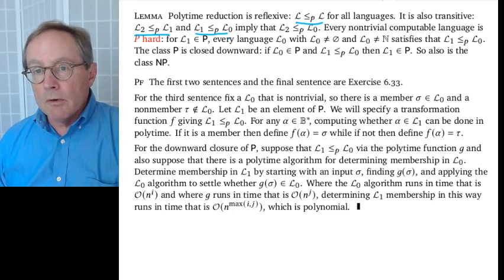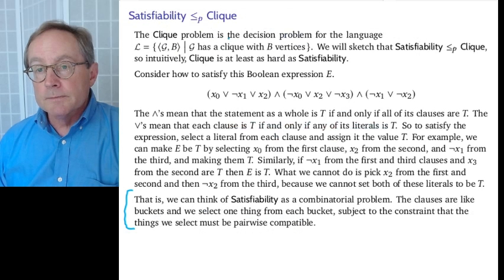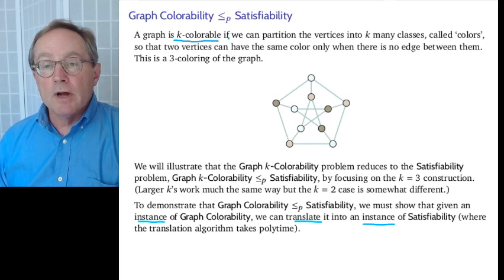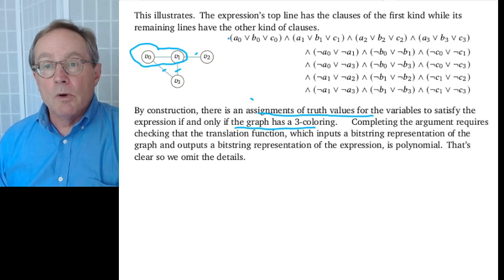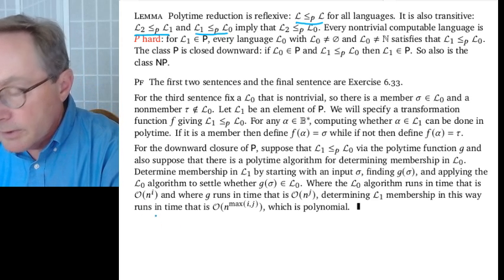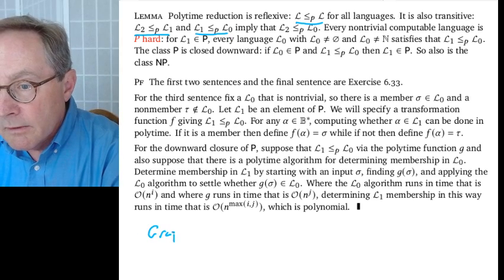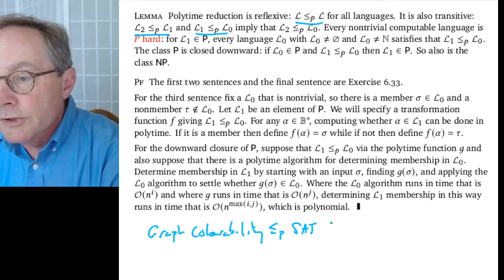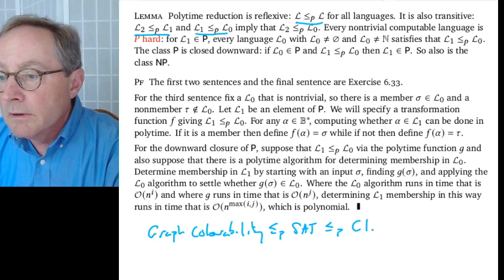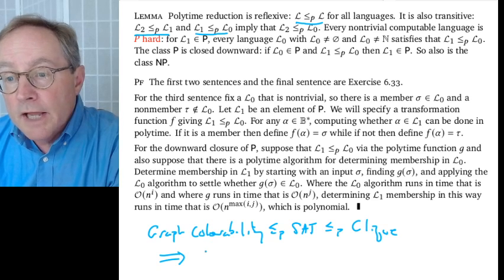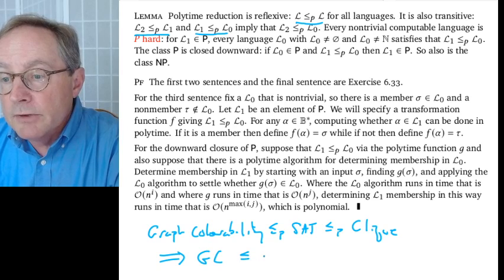You'll remember that we saw earlier in some of the previous examples, we saw that satisfiability polytime reduces to clique, and we saw that graph colorability polytime reduces to satisfiability. So if we look at this final page, we have graph colorability polytime reduces to satisfiability, which in turn polytime reduces to clique. And of course, you're not astonished to find, but it's in the lemma because we need to state that it's true, that graph colorability polytime reduces to clique.